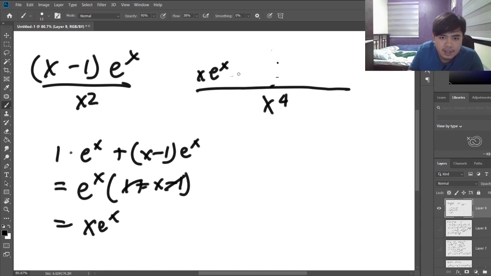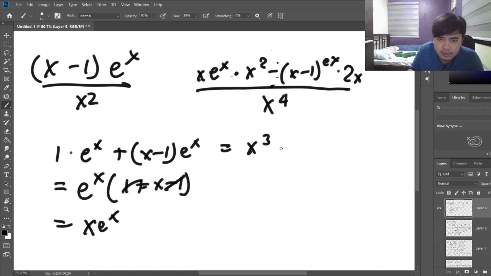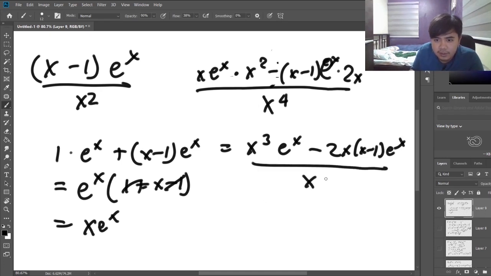Then we multiply by the bottom, so x squared, minus the top, x minus 1 e to the x, multiplied by the derivative of the bottom, 2x. That's going to be x cubed e to the x minus 2x, x minus 1 e to the x. I put the e to the x in the wrong spot. There we go. Over x to the 4.